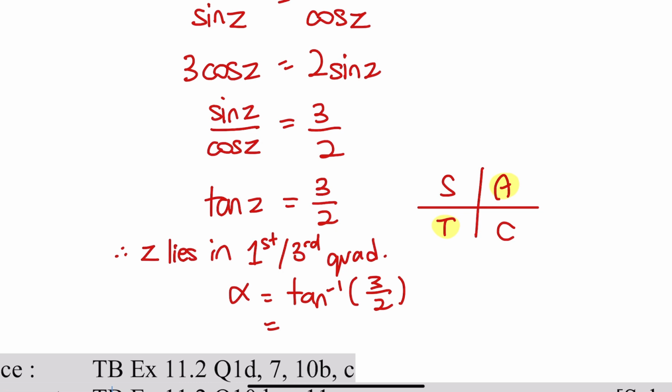Okay, so let's calculate that. Tangent inverse 3 over 2. I will get, in radian measure, 0.98279. Okay, this is what you get.